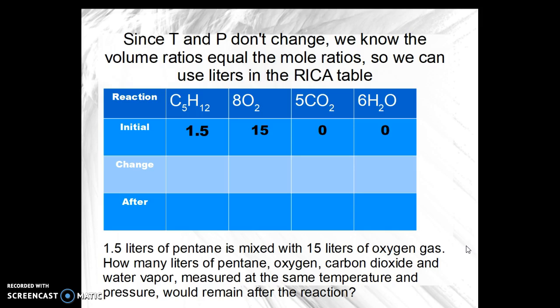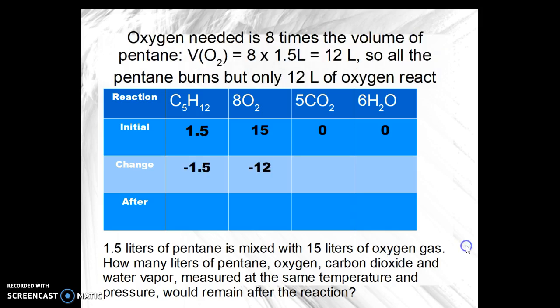So we have 1.5 liters of the pentane and 15 liters of oxygen. To begin with, we have no carbon dioxide and no steam. The oxygen needed is 8 times the volume of the pentane. So the volume of the oxygen is 8 times 1.5 liters, or 12 liters of oxygen. So we're going to burn all the pentane, all 1.5 liters of pentane, but only 12 liters of the oxygen. That means that the oxygen is in excess and the pentane is limiting.